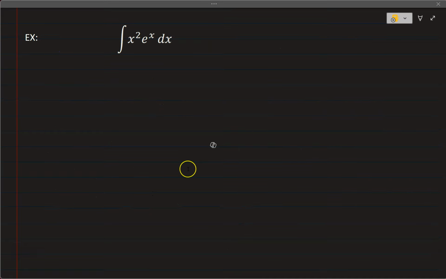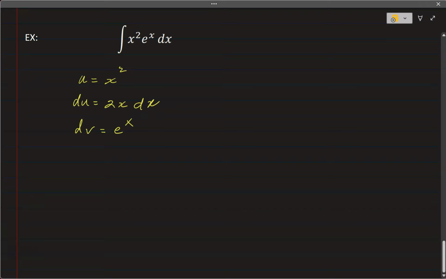Okay, let's look at another example. Integral of x squared e to the x. That's what we're going to find. This is going to be an interesting one. Stay with me. So let's go ahead and find the components. So let u be, this time, x squared. So du is equal to 2x dx, and dv is equal to e to the x, and v is equal to e to the x as well.